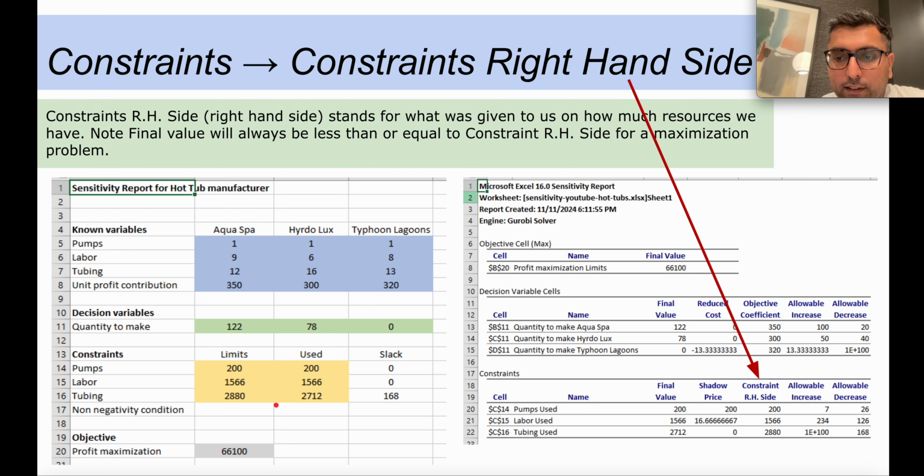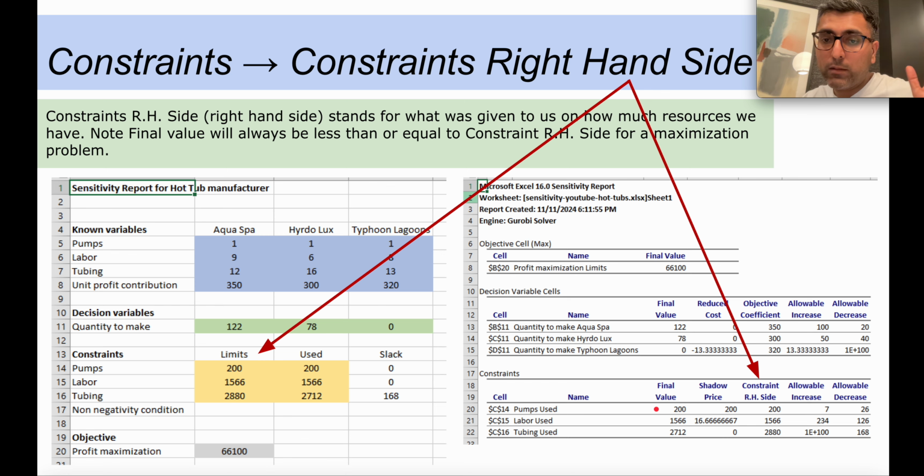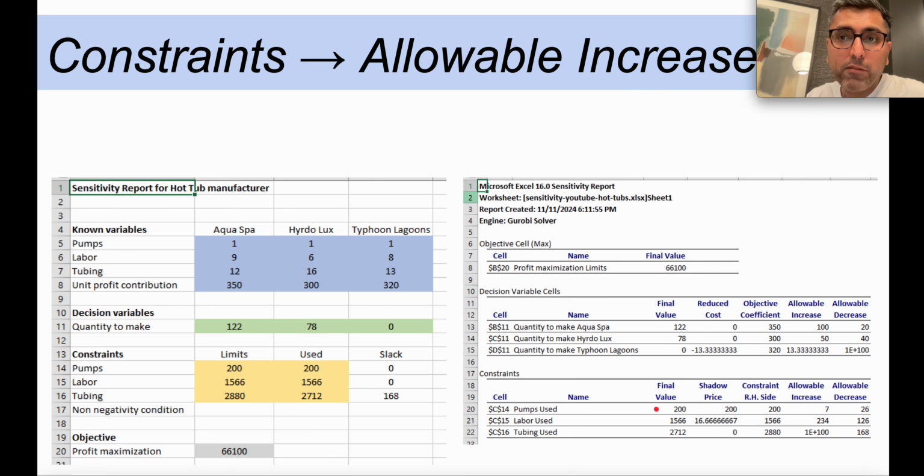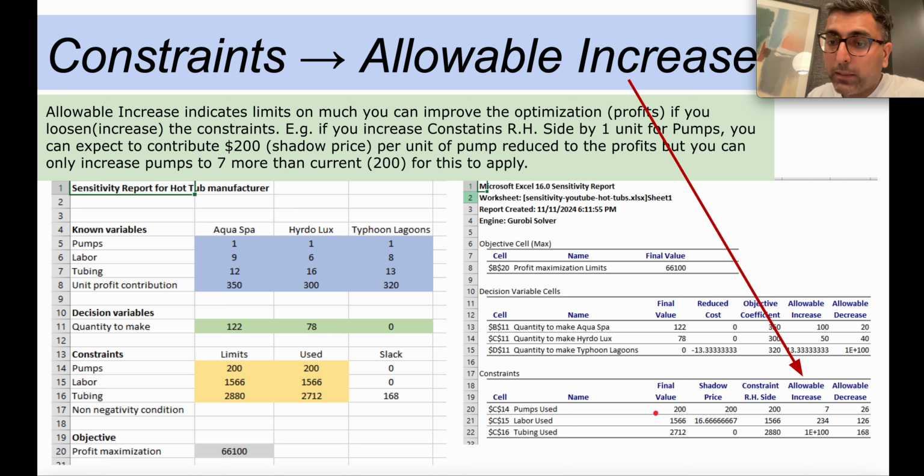Right hand side constraint, this is what's given to you. These are your limits. What are your limits? So constraint right hand side stands for your limits. This is what you should be under, and the final value tells you how much you end up using. And so constraint right hand side is the same as the limits you have. And allowable increase to the constraint, same setup.